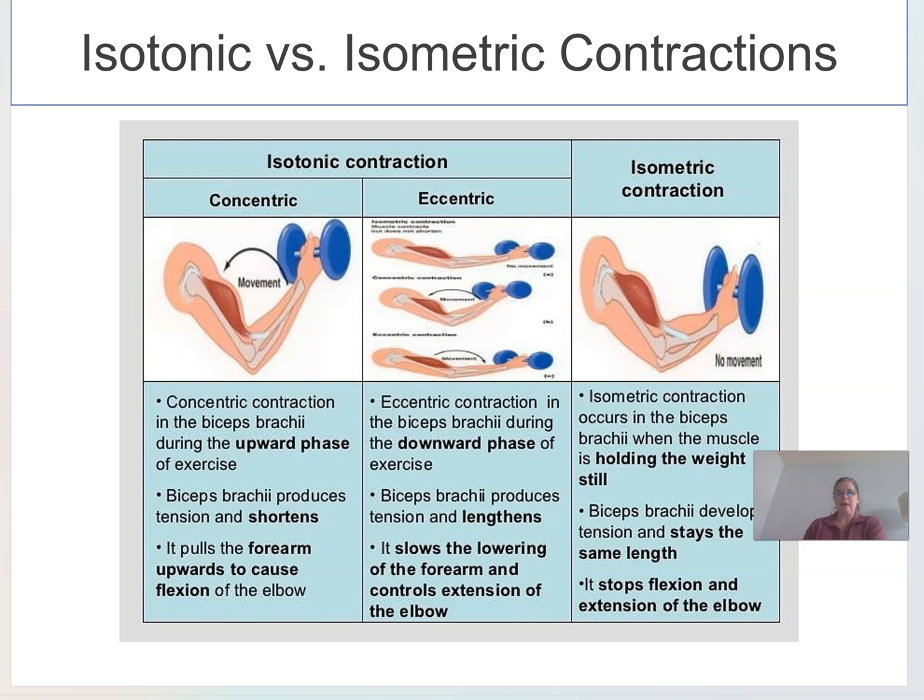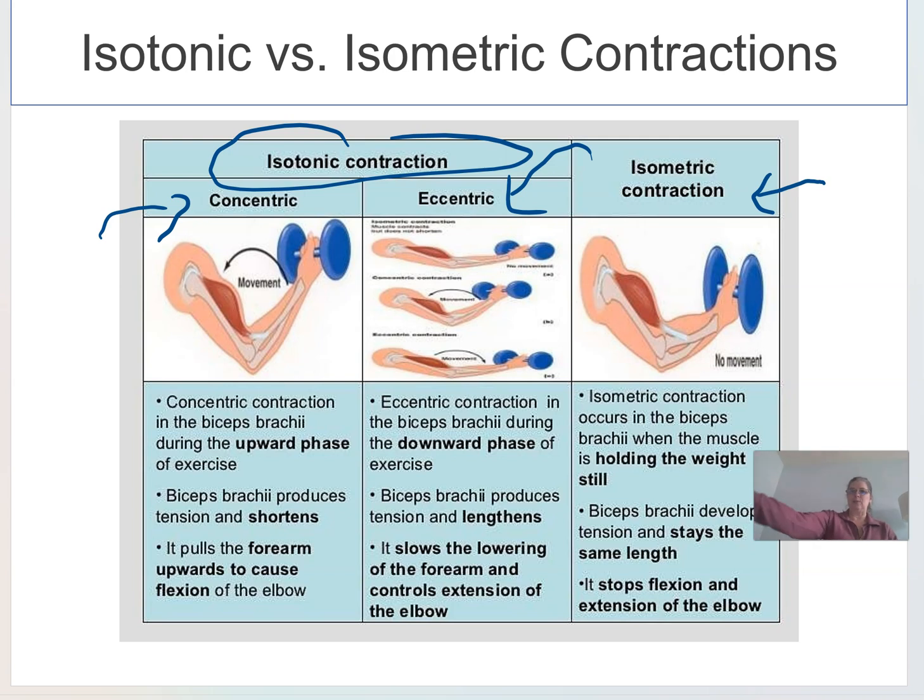So here's a quick comparison. Isotonic muscle either shortens, concentric, or lengthens, eccentric, while developing tension. So you're using the muscle. Isometric, the muscle generates tension, but it doesn't really change its length. It's in one position. So again, when you're doing your biceps brachii arm curl, if you were just holding the curl, that's isometric. So all three of these help make your muscles stronger.